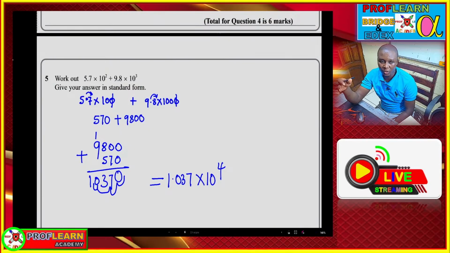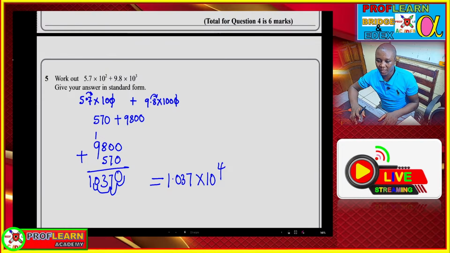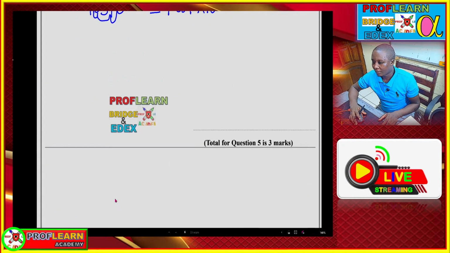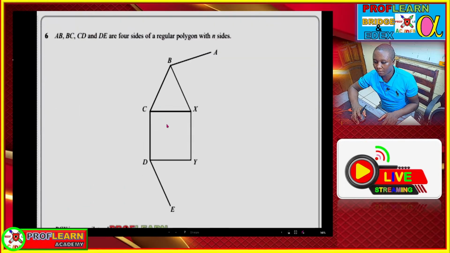Then once you've converted to ordinary number, you add or you subtract depending on what you are told in the question. Then from there now you can convert back to standard form. We have another question we are going to look at in the next part. 10 power 4 here, just transferring to make the examiner happy.